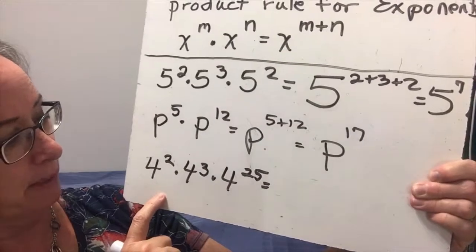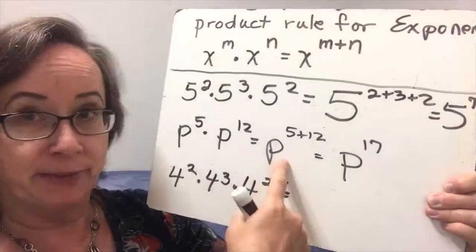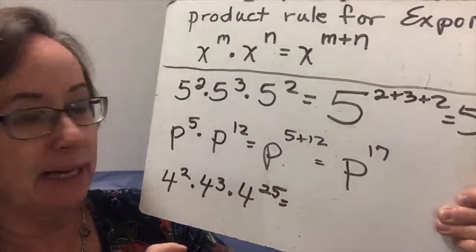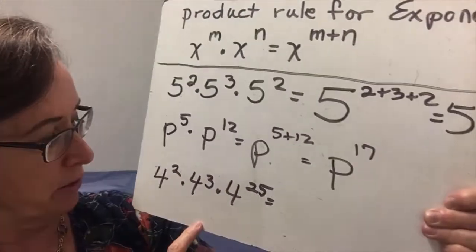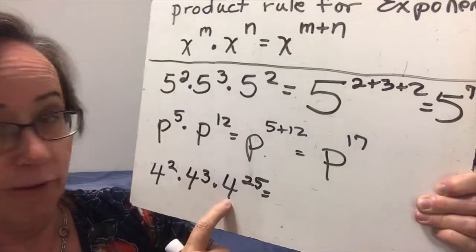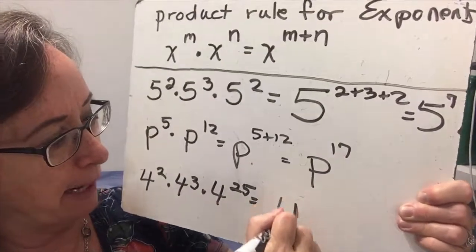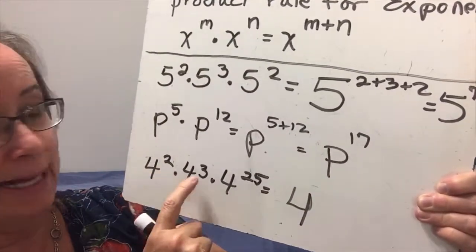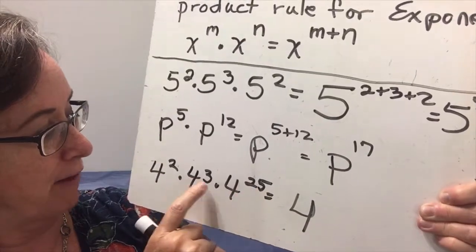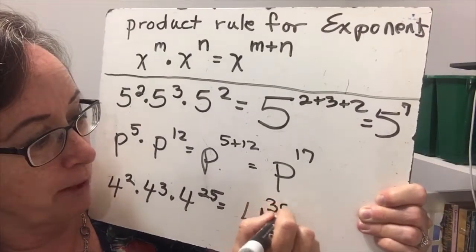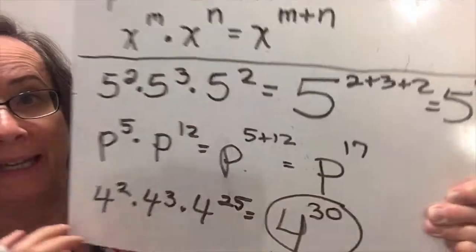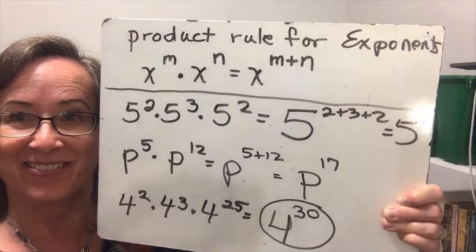And the last one, I'm going to write without this middle step because the middle step's not really necessary. It's just because I'm teaching you right now to do that. So we have all 4's. So 4 is the base, and now I add together each one of these exponents. So 25 plus another 5 is 30. So 4 to the 30 will be our answer.